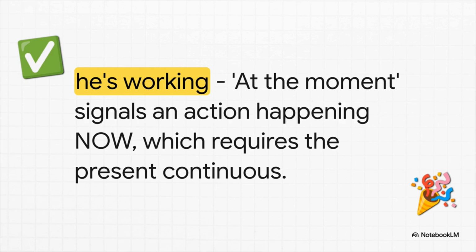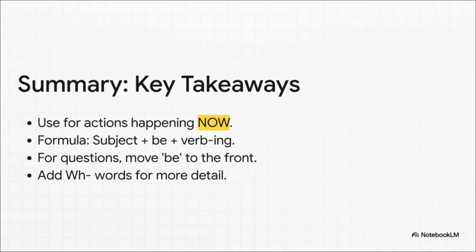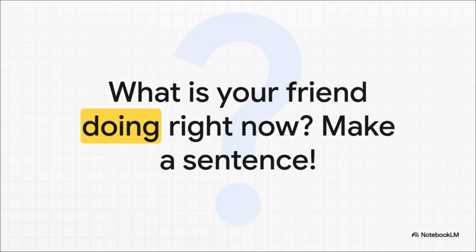Fantastic job! Wow, we've learned so much today. Let's do a really quick review of the most important things. First, use the present continuous for actions happening right now. Second, remember that simple formula. Subject plus the be verb plus the verb with ing. Third, to make a question, just move that be verb right to the front. And fourth, to get more details, add a question word like what or where at the very beginning of your question. And now, one last challenge for you.